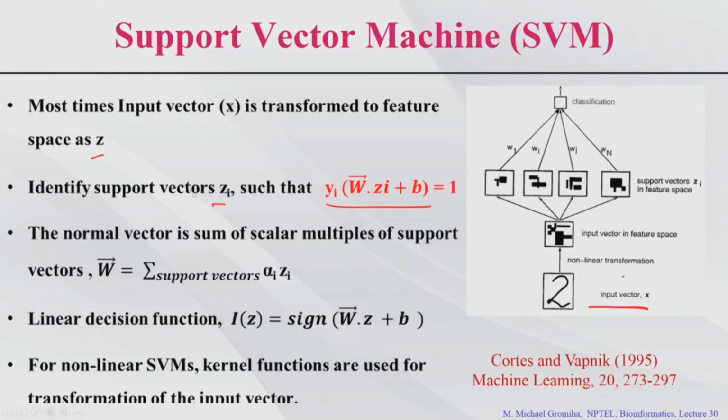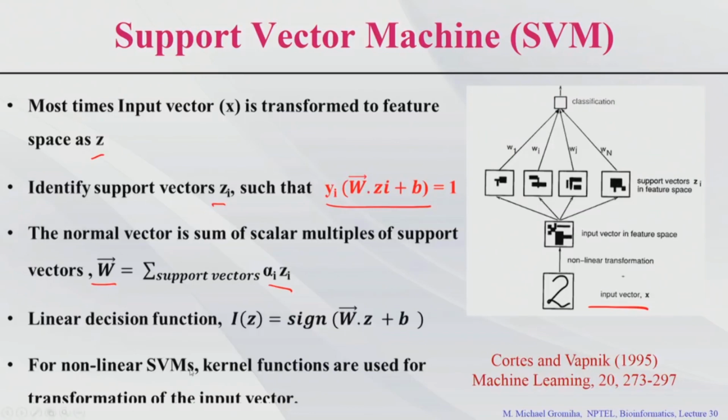So, if you define the support vectors in such a way that yi times the dot product of w and zi plus b equals 1, then take the normal vector, which is the sum of the scalar multiples of the support vectors. You take alpha as a constant, z as the support vectors, and take the sum over all the support vectors. You get w, which gives you the normal vector.